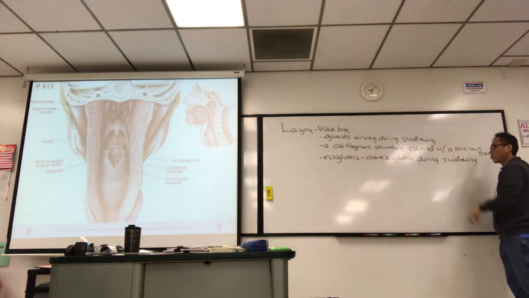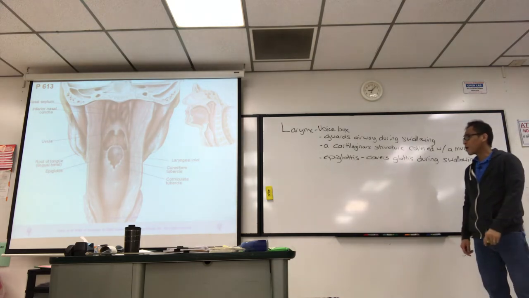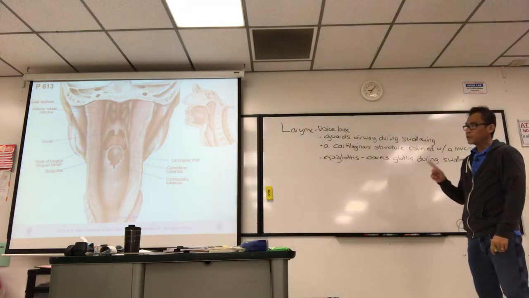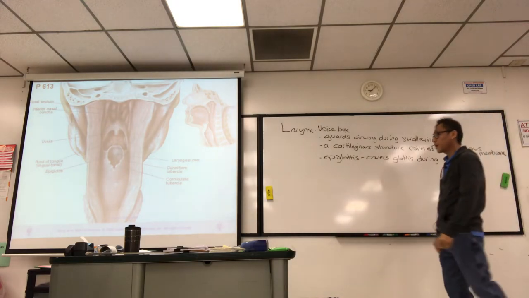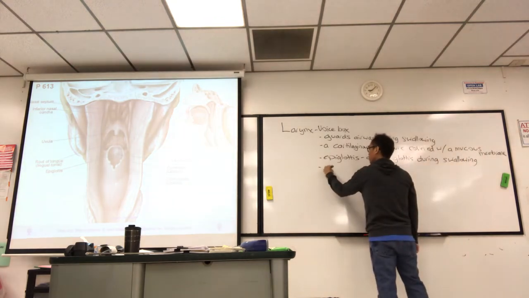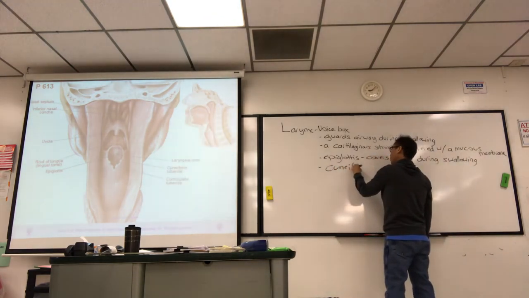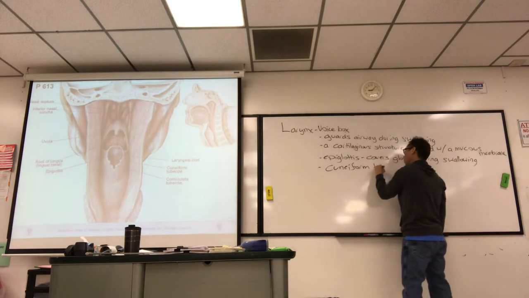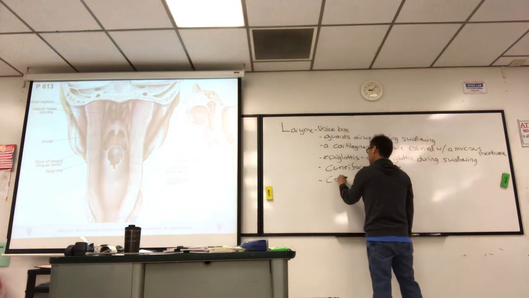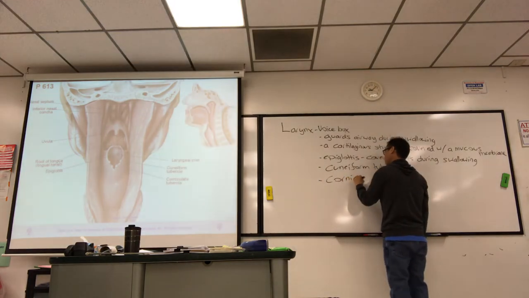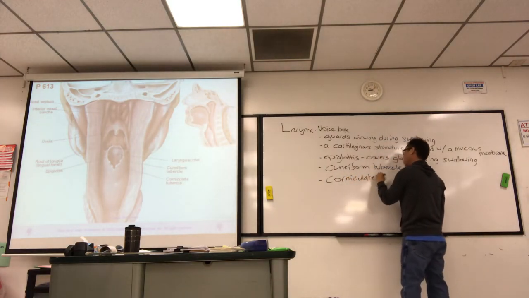I'll show you swallowing more when we get to digestion, but for now it guards the airway. And those two little bumps are the cuneiform and corniculate tubercles. Cuneiform tubercle. Corniculate tubercle.